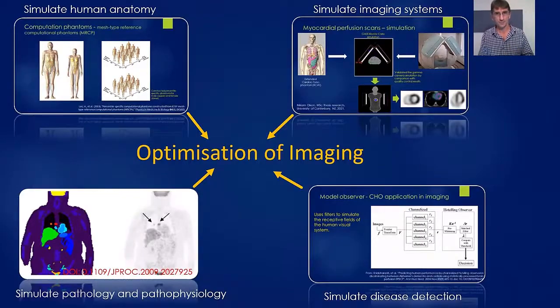So just summarising all of that, what we've now got for the optimisation of imaging, we can simulate human anatomy, we can simulate the imaging systems, we can simulate some of the disease detection, but there is more work to go on in that system. It leaves the simulation of pathology and pathophysiology. I'm not going to go into that because we don't have time, but there has been work in that area, and I think there is potential for more work in that area as well. If we combine all of those together, I think we'll have a tool for looking at the optimisation of imaging, which isn't so laborious to the human participants.